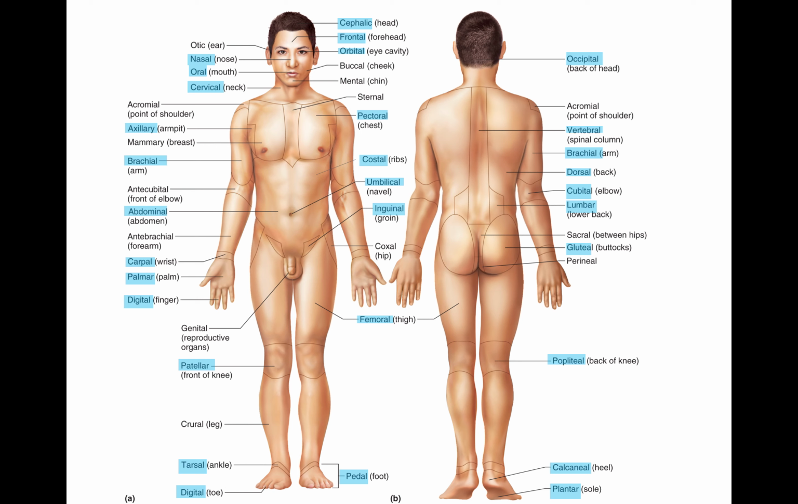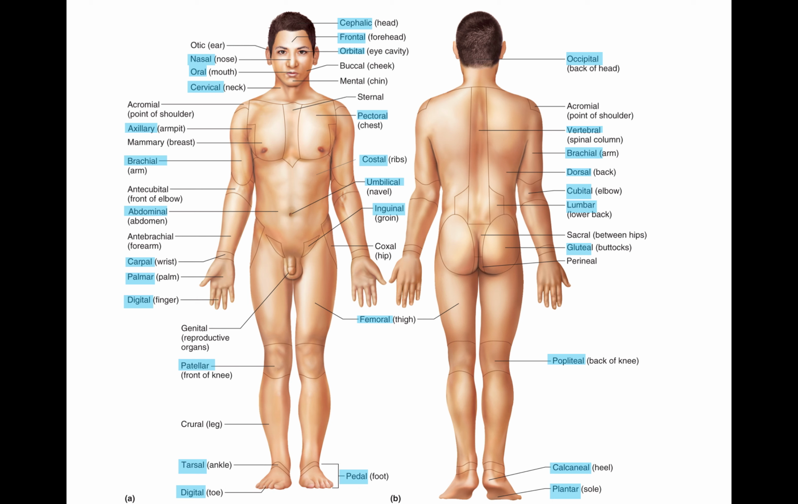Within the head, there are different parts of different regions that I'd like you to know. Frontal refers to the forehead. Your frontal bone is the part of your skull that makes up your forehead. Orbital refers to the eye cavity. So this is the bony part and the hole, your orbit. It is not the eyeball itself, that is ocular. Anything that has to do with actually seeing is ocular, but that space that the eyeball sits in is your orbital cavity.